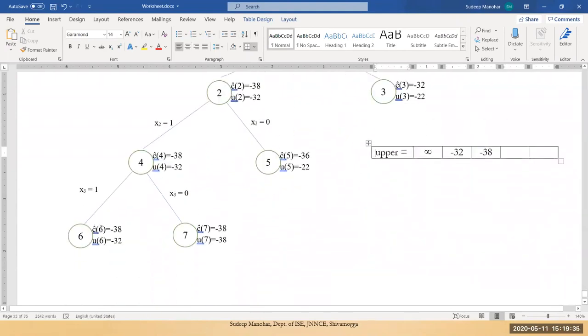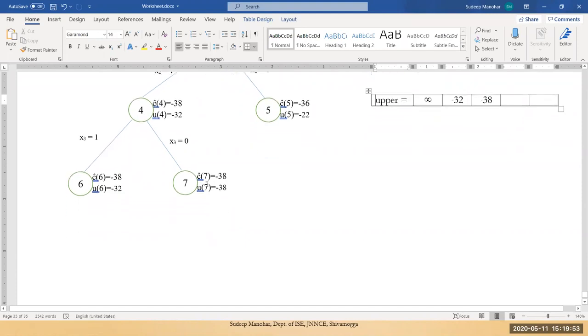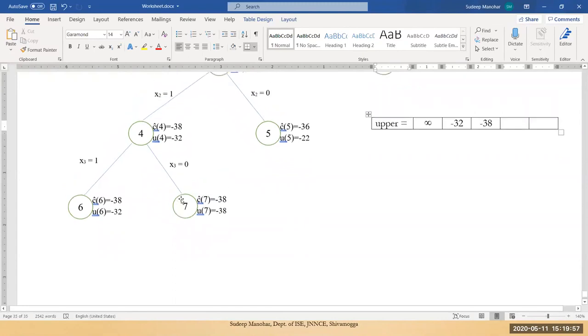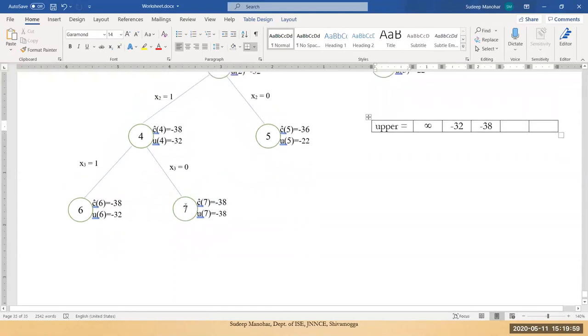Next, value of C. Whether C of 6 is greater than upper. It is same. 38 minus 38. No changes. Don't kill node 6. Whether C of 7 minus 38, whether it is greater than upper. It is same. Therefore, don't kill this. So both the 6 and 7 nodes are live nodes now.